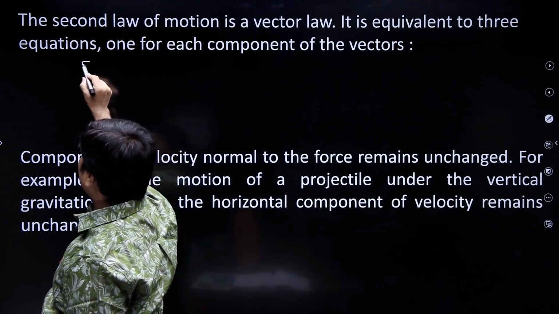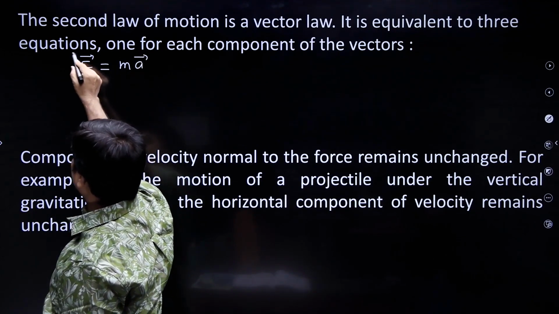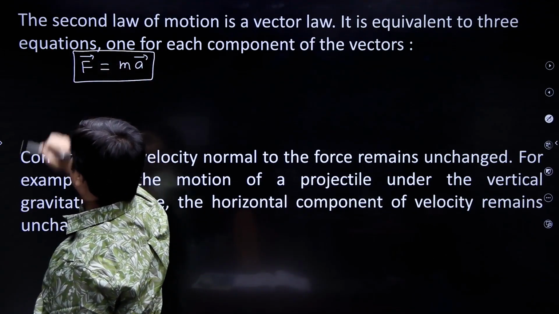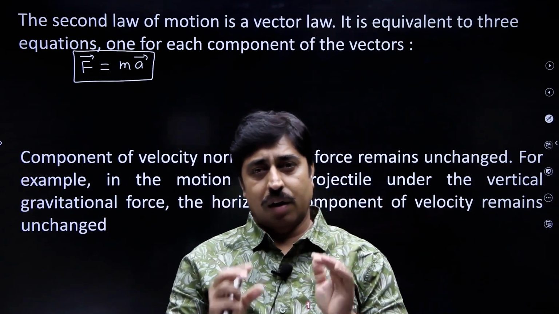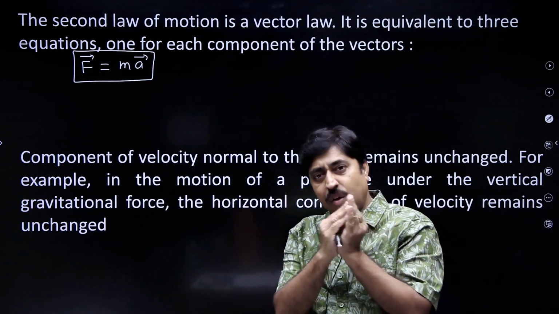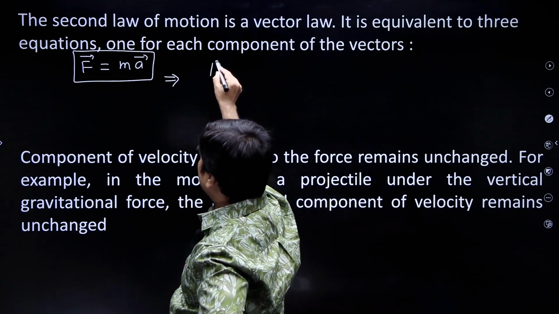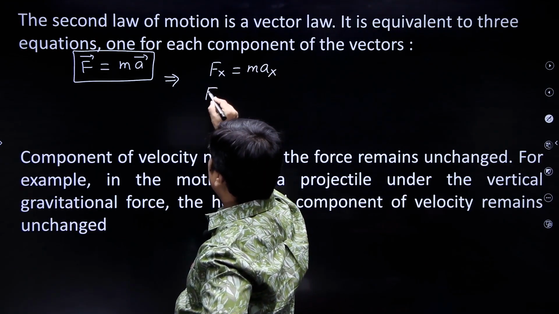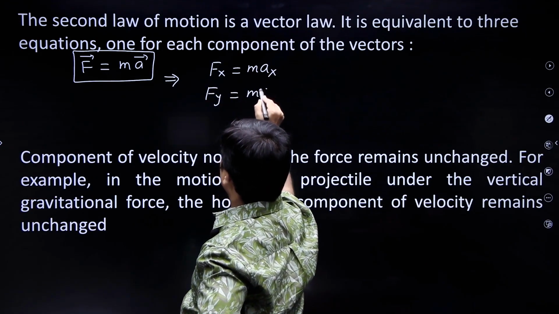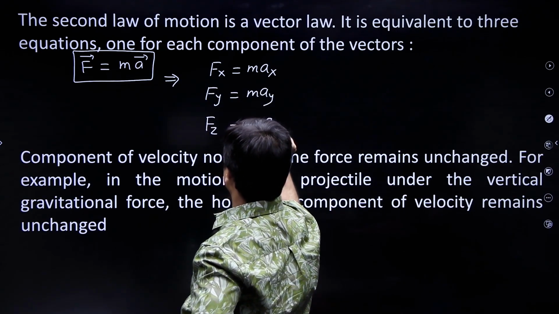Now, this second law of motion, which I have now written in this form, this is a vector equation, right? And actually, you can write it in components. This vector expression simply means a set of 3 equations.